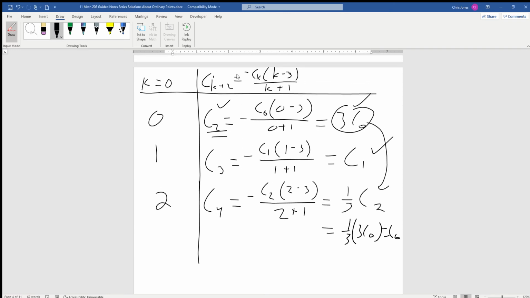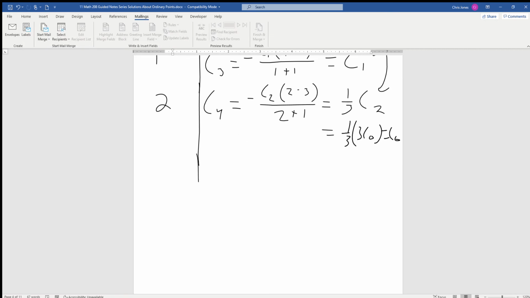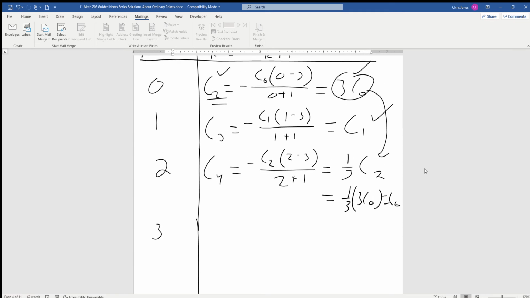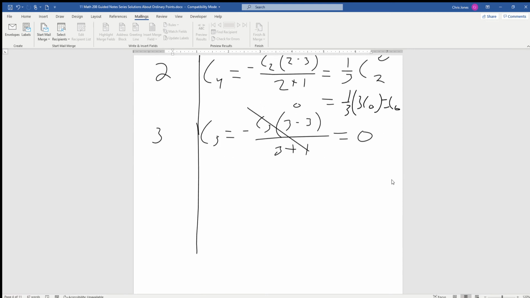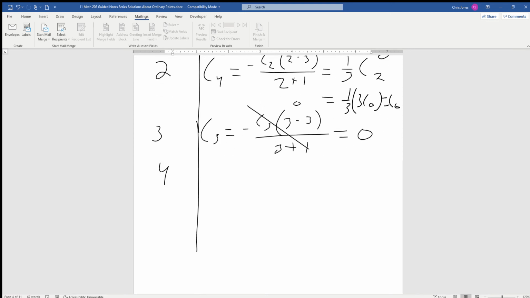So let's continue with this method of iteration. We're not really seeing a pattern yet, because things are jumping around, but eventually we will. C5 is going to be the opposite of C3 times 3 minus 3 over 3 plus 1, but we know 3 minus 3 is 0. That means the whole expression just goes to 0. So C5 is equal to 0. That's helpful, as we'll see.